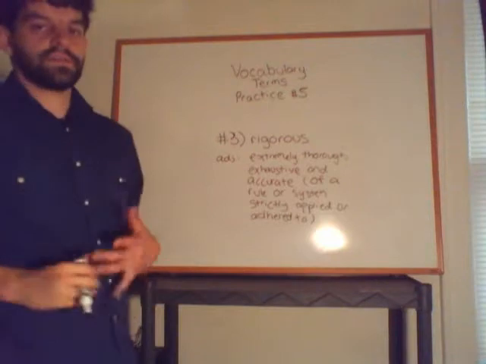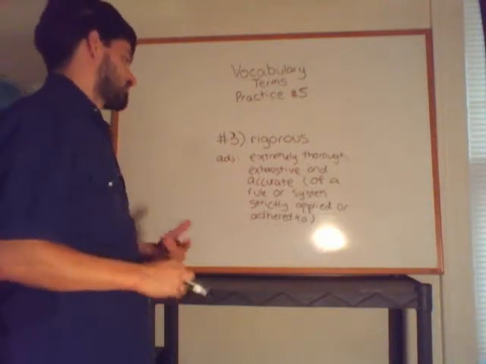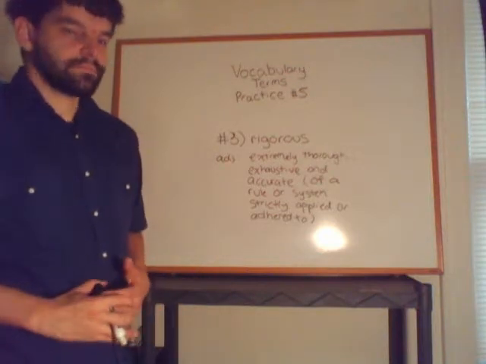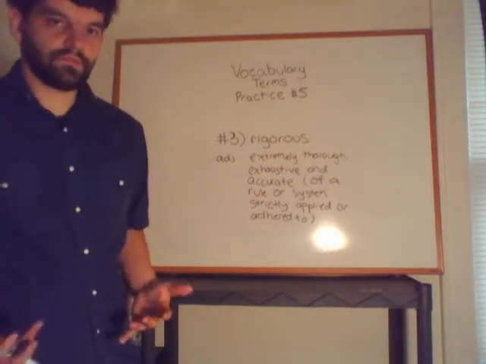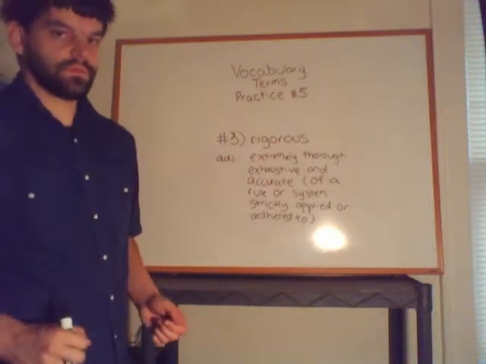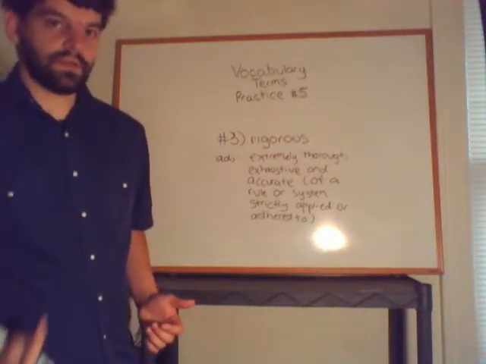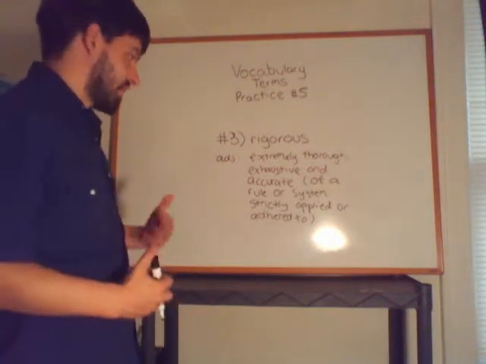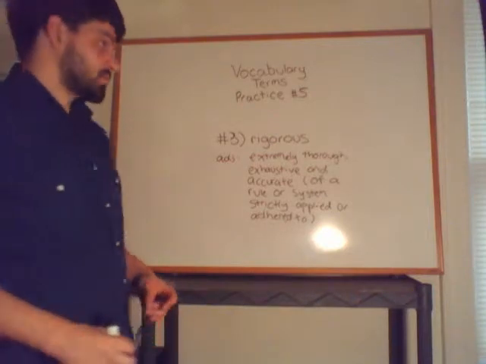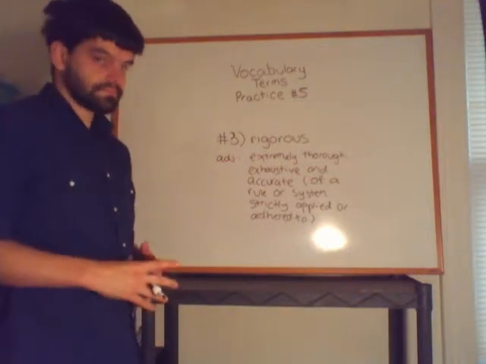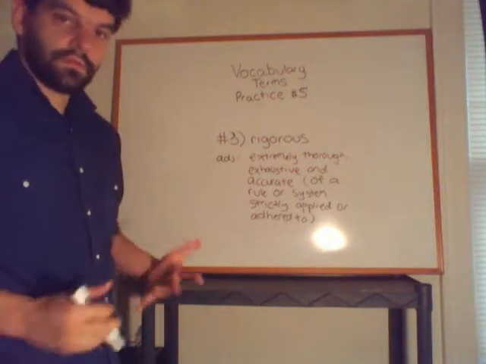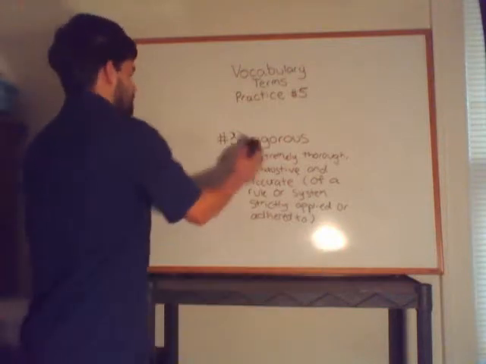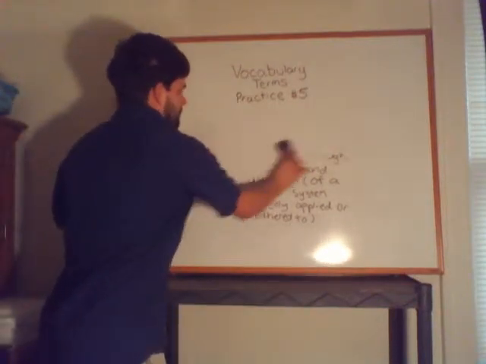So, extremely thorough, exhaustive, and accurate of a system or rule strictly applied or adhered to. As an example sentence, we can say, the exam was extremely rigorous, consisting of 200 multiple choice questions and 4 essay prompts. That's an extremely mentally challenging and exhaustive type of exam. So we can say that it's very rigorous. Okay. But this is our third word, rigorous. Rigorous. Okay.